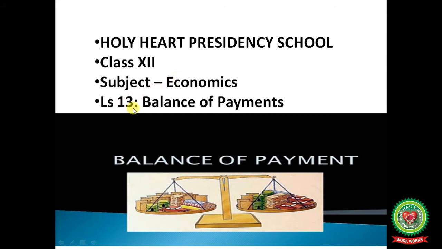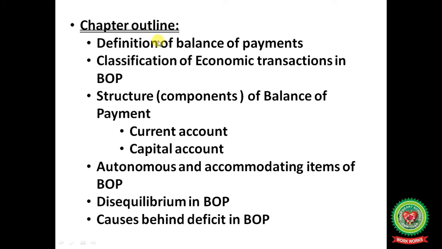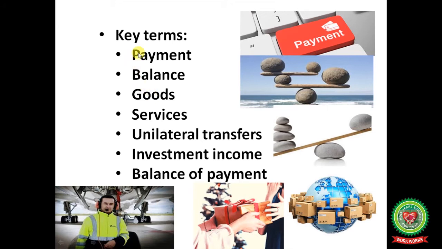Today we will start with lesson number 13, balance of payments. At the end of this chapter you will learn about the definition of balance of payments, classification of economic transactions in balance of payment, structure of the components of the balance of payment. Under this you will learn about current account and capital account. Then autonomous and accommodating items of a balance of payment, disequilibrium in balance of payment and causes behind the deficit in balance of payment. So let's start with the important key terms.